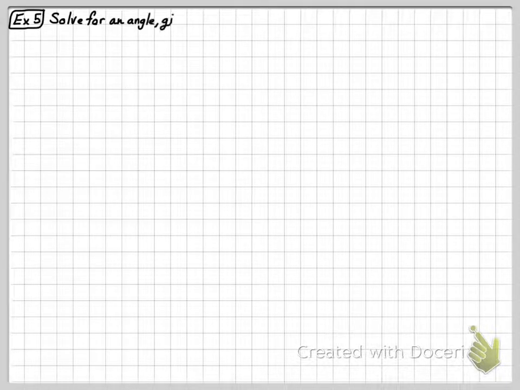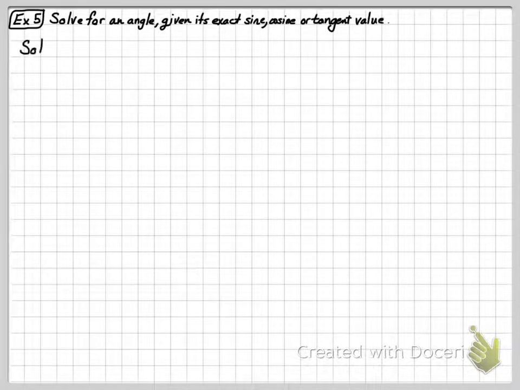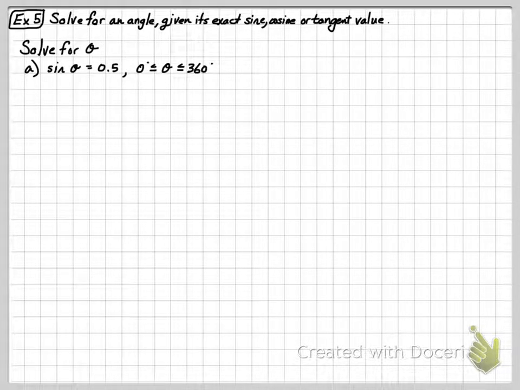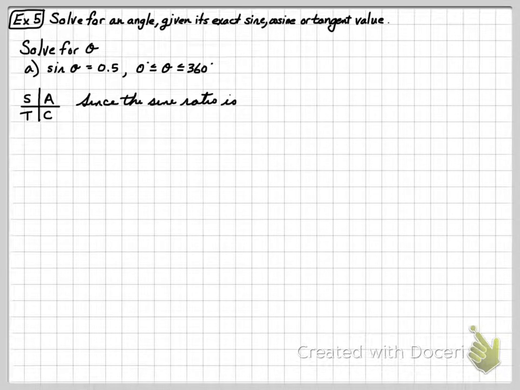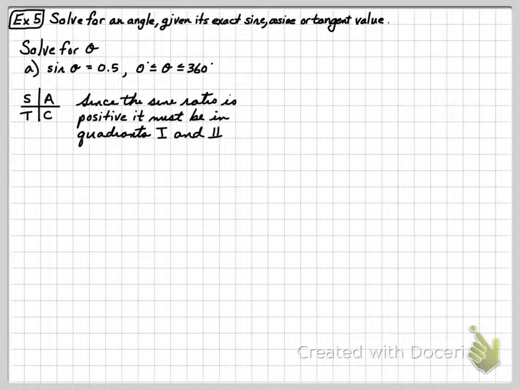In example 5, we're going to solve for an angle given its exact sine, cosine, or tangent value. If the sine of our angle is 0.5, and that's between 0 and 360 degrees, we want every angle that's going to have a sine of 0.5. So here's what we're going to do. Remember the CAST rule? Well, since the sine ratio is positive, it must be in quadrant 1 and quadrant 2. It's positive because it's positive 0.5, not negative 0.5.